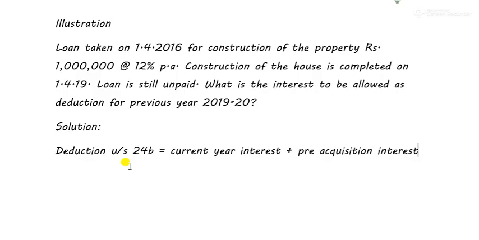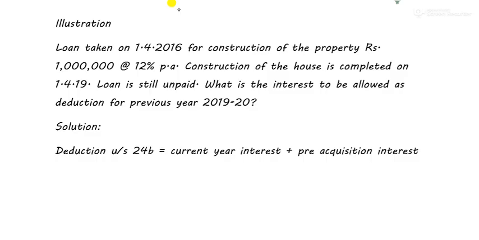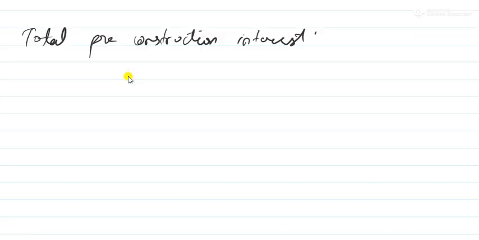Now my pre-acquisition interest. First let's calculate the total pre-construction interest. I'm telling you how to calculate: 10 lakh into 12% into the number of months. It's very easy. When you have to calculate interest on drawings or interest on capital, suppose for 5 months, what do you do? 10 lakh into 12% into 5 by 12. For 5 months, if you have to calculate, you write 5 by 12.